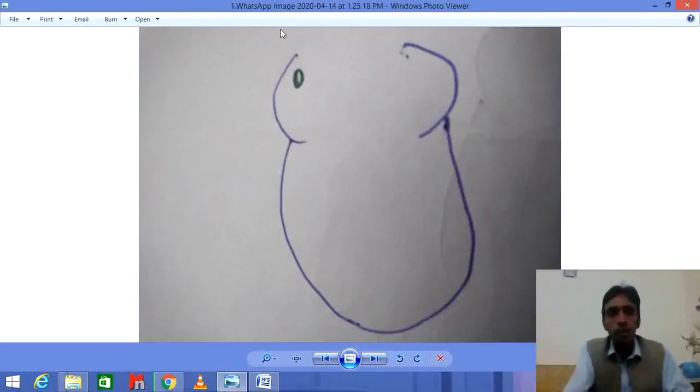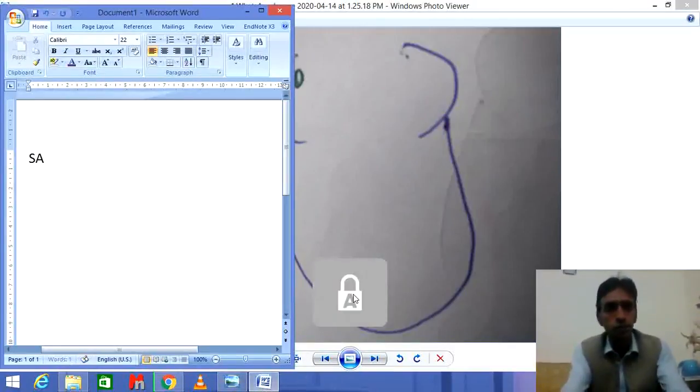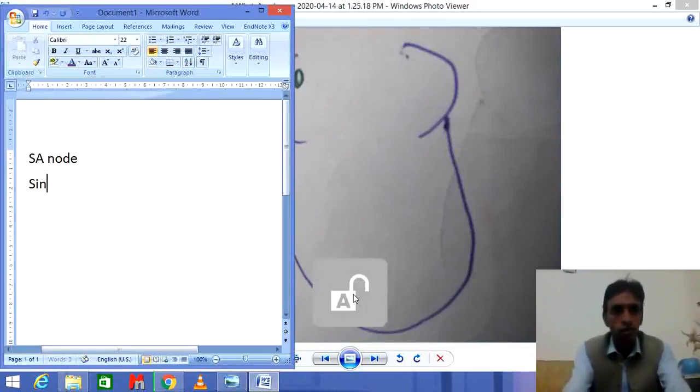Focus on this diagram. In the blue color, you can see the heart. This is the atrium of the heart, the upper area. You can see a node. This node is called the SA node. SA node is also called sinoatrial node.